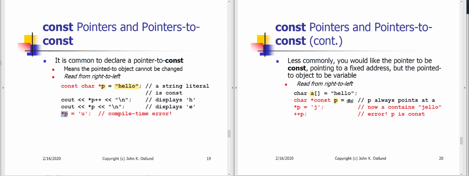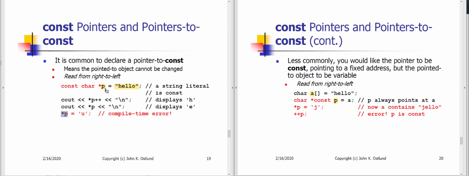P is initialized with a, that is, p points at a sub 0. If I say star p gets J, that's fine. That's going to replace the little h, the first character within the array a, with a J. So now the array a contains Jello. I did not change p there, I changed the thing that p was pointing to. If I attempt to change p, however, if I say plus plus p, or p plus gets 1, or something along those lines, that will be flagged as an error because p is const.